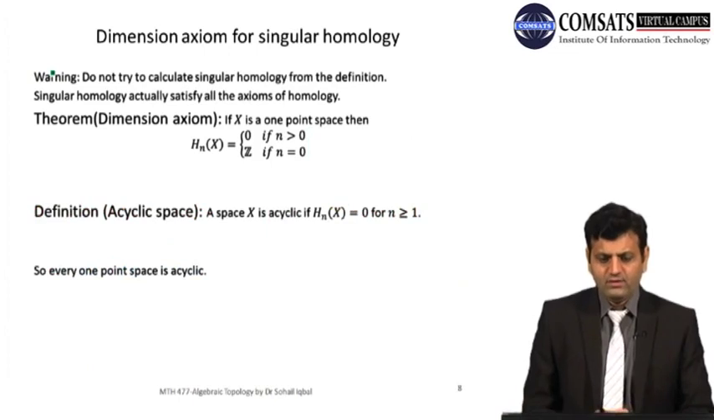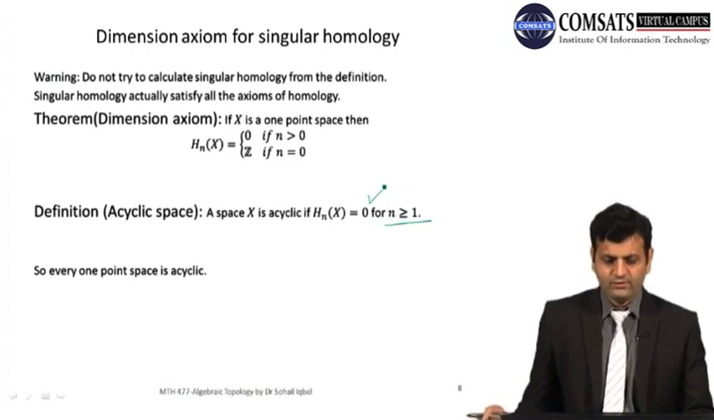Okay, so now we have a little definition of an acyclic space. A space X is acyclic if all the homology groups, whenever n is greater than or equal to 1, are 0. So we can say that every one point space is acyclic.